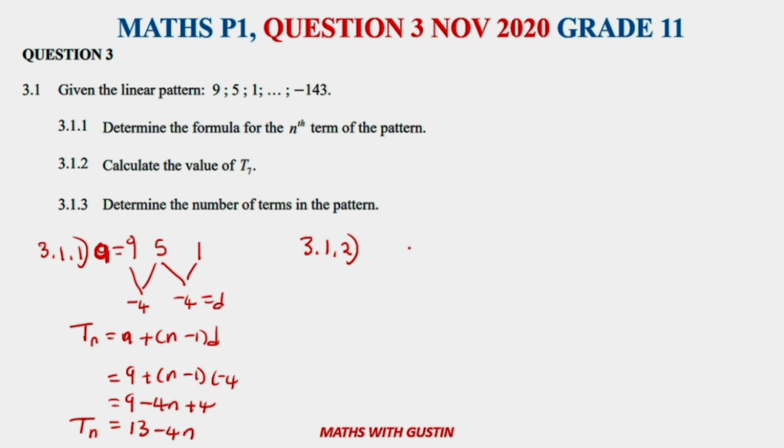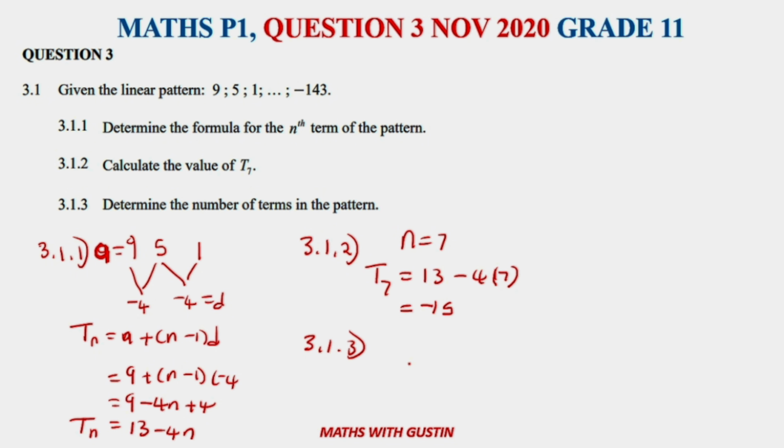3.1.2 says calculate the value of T7, which means n is equal to 7. Therefore in this equation we substitute n is equal to 7, which is minus 4 times 7. If you put this in our calculator, you should be able to get an answer of minus 15.